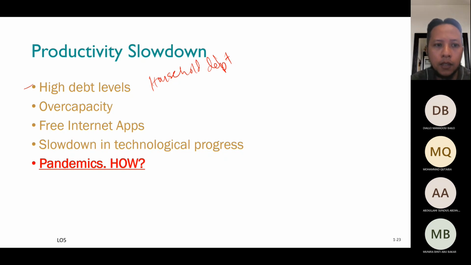Okay, and then you have over capacity. Okay, when you have too many workers, then because of that, the output in the factory per person will also be reduced because there are too many workers but too little machinery, and eventually some workers may not actually contribute.